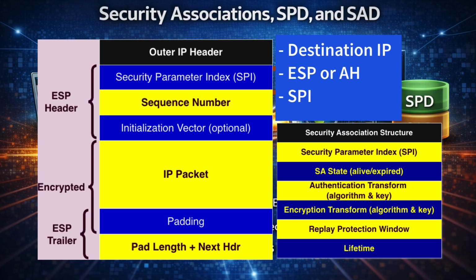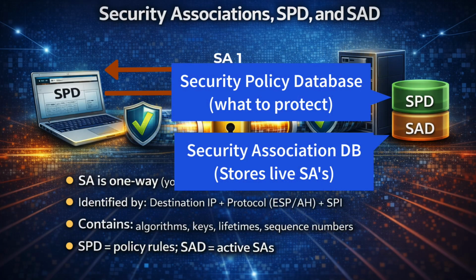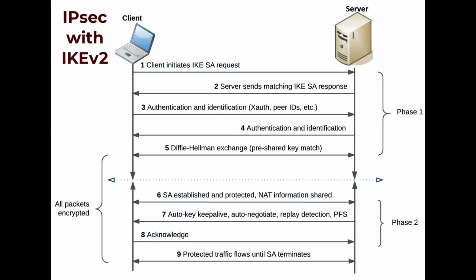The SA then tells the device which algorithms to use, which keys, what the current sequence number is, and how long the SA is valid. Implementations also maintain a security policy database, SPD, for what to protect, and a Security Association Database, SAD, to store the live SAs. Now let's talk about how the keys appear in the first place.